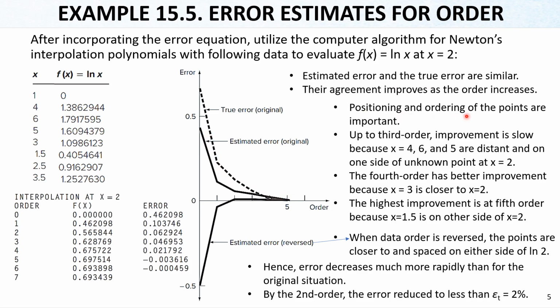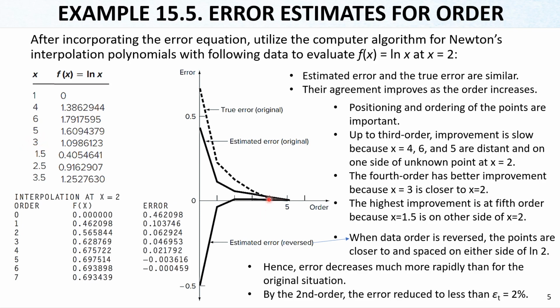Also, the positioning and ordering of the points are important. So if you see, we don't have an order of the data here. And up to the 3rd order, we use these 3 or 4 data. We have 4, 6, and 5 values. And these are distant from x equals 2. So these are distant values from 2. That's why we have a large error over here. But the fourth order has better improvement because x equals 3 is added, which is closer to the x equals 2 value. That's why it gives a good result.